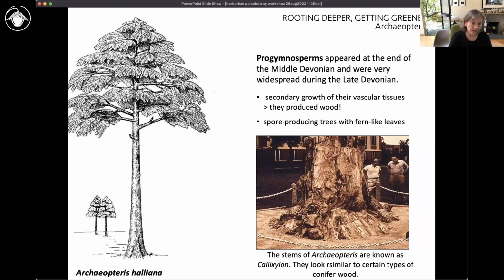So they had fern-like leaves and they were still producing spores. But if you would see them from afar, you might have thought it was a conifer. So the wood itself actually does look like some of the conifer woods.